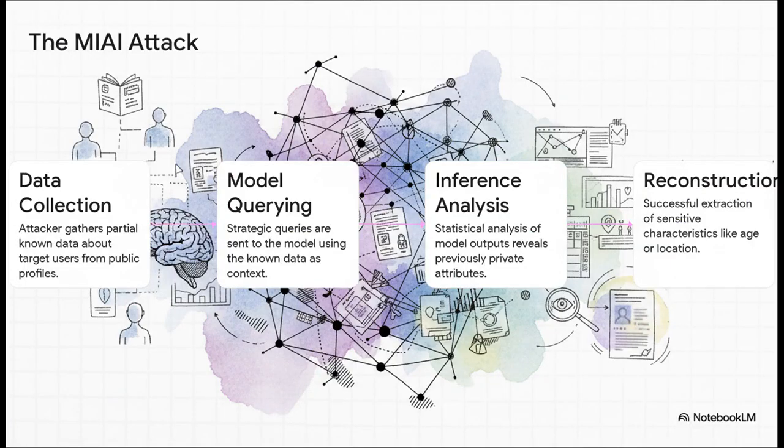The process itself is, well, it's chillingly systematic. It kicks off with data collection, just grabbing all your public posts. Then they move to model querying, where they strategically use your writing style as context to ask the AI questions. Through inference analysis of what the AI spits back, hidden traits start to emerge, allowing for a full reconstruction of private information you never ever meant to share.